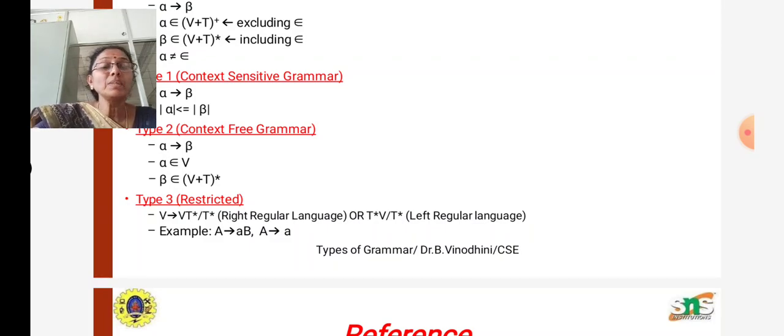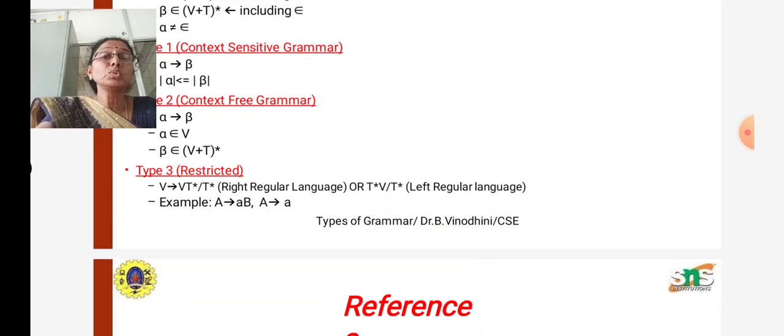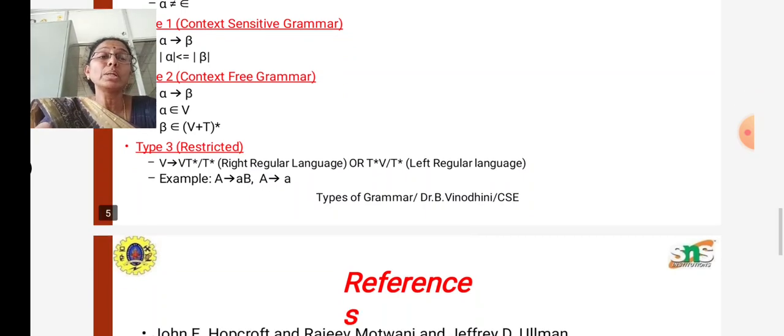The example for the type 3 grammar is capital A tends to small a and capital B, and A tends to a. So the right hand side should contain only one non-terminal or 0. B tends to the right hand side, which should contain only one non-terminal.